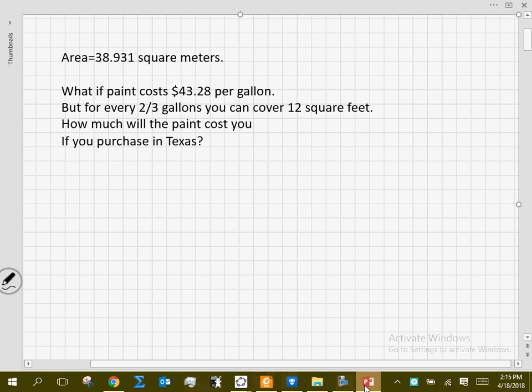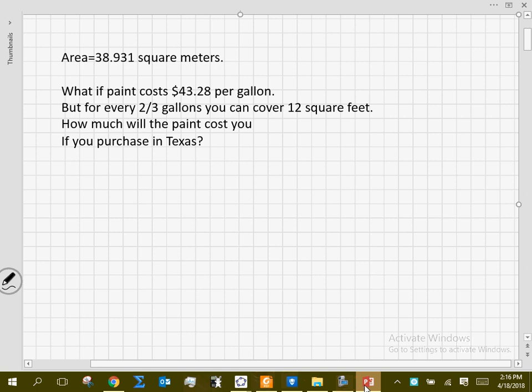I'm eventually going to say, what if paint costs $43.28 per gallon? Somebody said, well, that's ridiculous. If you go look, paint's actually pretty expensive. And then I give you some facts, because every paint can has these facts on the back. It usually is in terms of a full gallon, but in this case, 2/3 of a gallon is going to cover 12 square feet. And I ask you, how much will the paint cost you if you buy that paint in Texas? Doesn't make any sense.